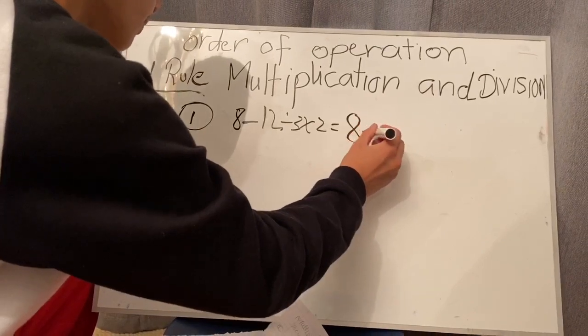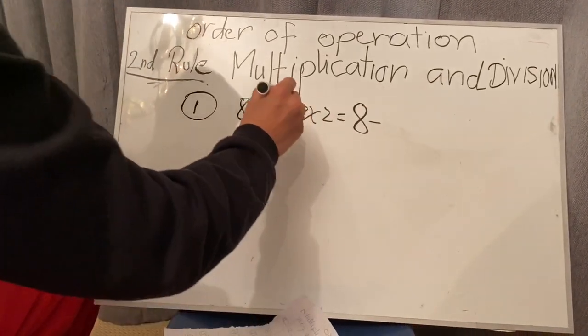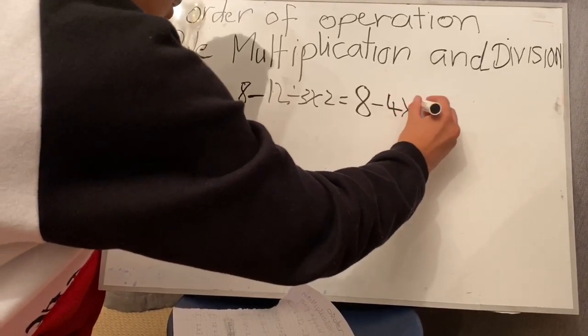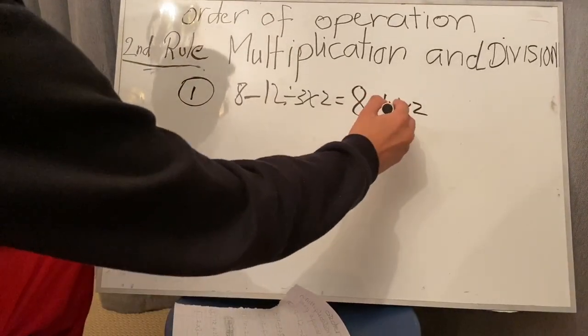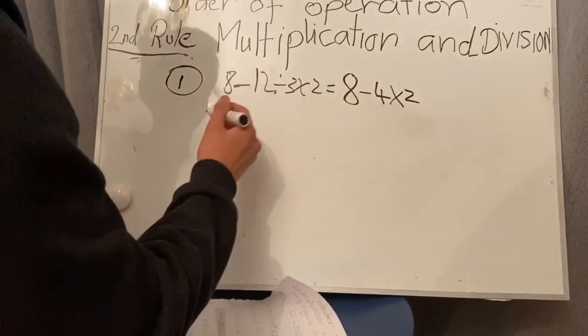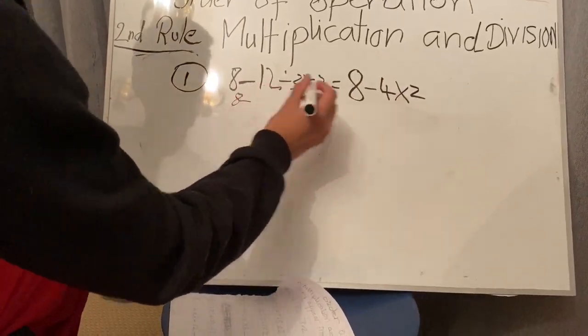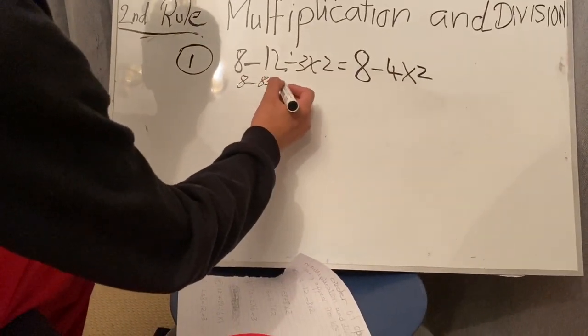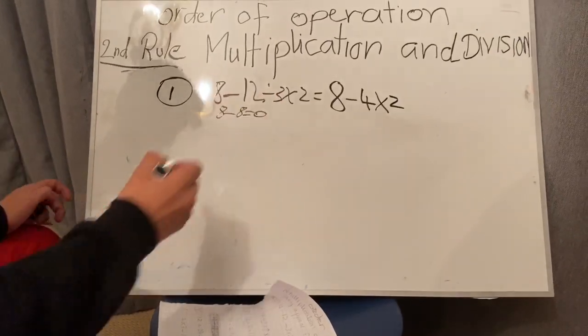8 minus 12 divided by 3 is 4, times 2. This is times, it's still times, so we still have to finish this equation. 8 minus 4 times 2 is 8, so 8 minus 8 is 0. So this is the answer.